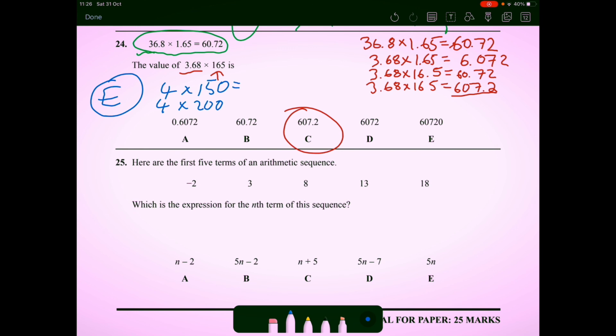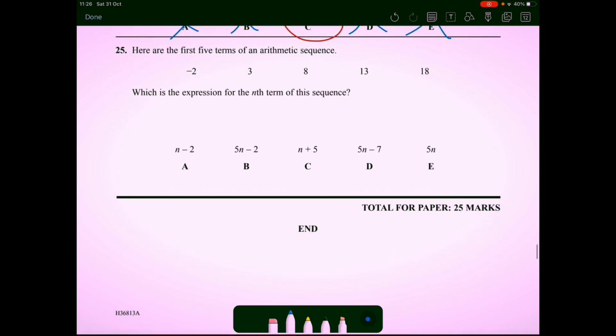4 lots of 150 is 600. 4 lots of 200 is 800. So we're looking for a number that is 3 digits in size, which rules out that one, that one, that one, and that one. So you can kind of get there by ruling out all the others with good quality estimate checking. Okay, final question.